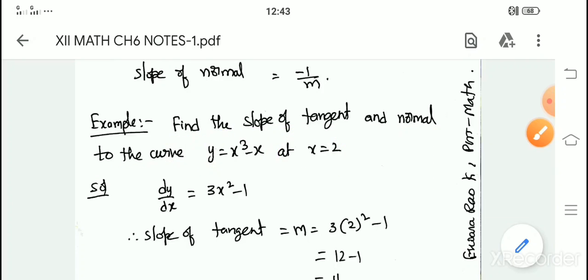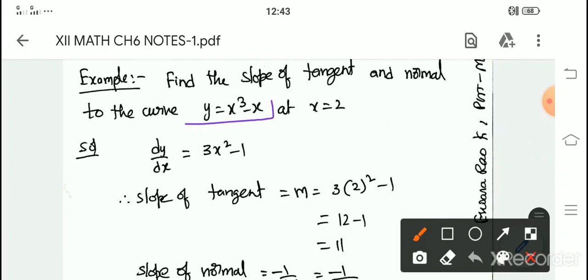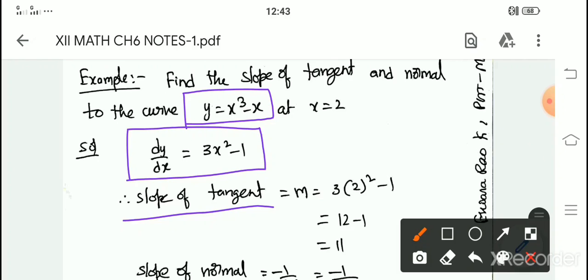Remember, you know very well, for the derivatives concept you already practiced a lot. So y is equal to x cube minus x. What is dy by dx? Which is 3x square minus 1. So the slope of the tangent is m is equal to 3 into 2 square minus 1.